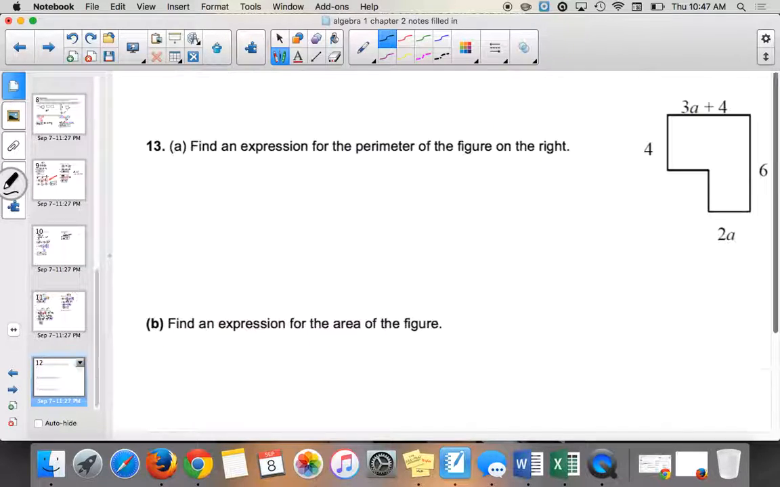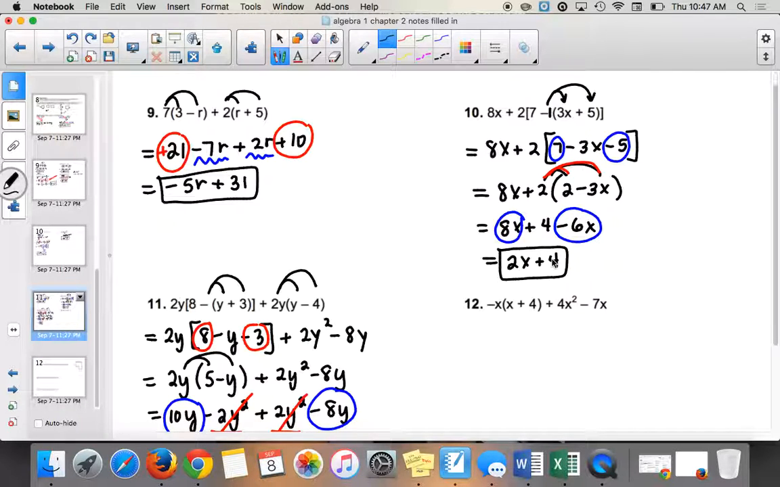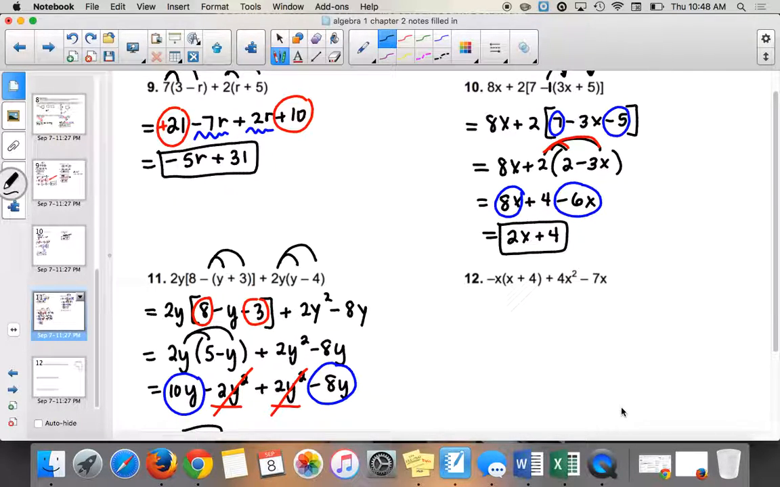All right. Let's see how much time we have. You guys want to try number 12? 12 by yourself first? You need a second? Okay, go ahead and try 12.